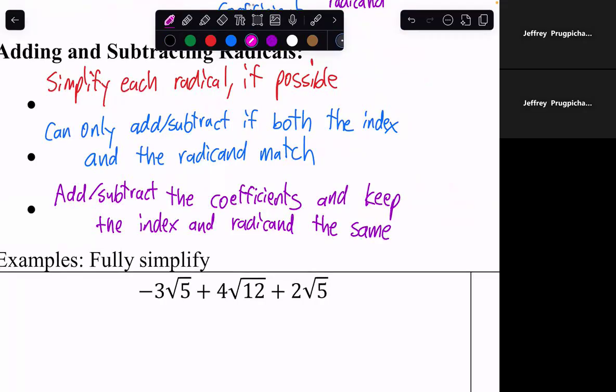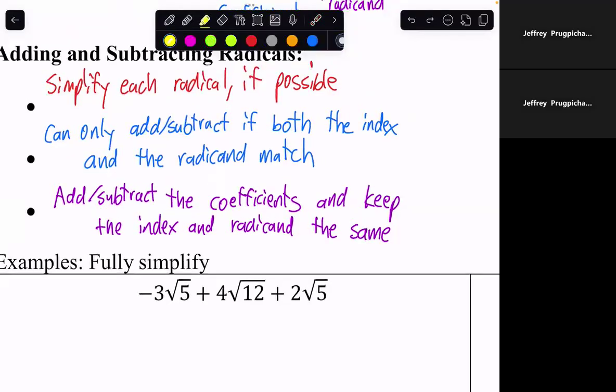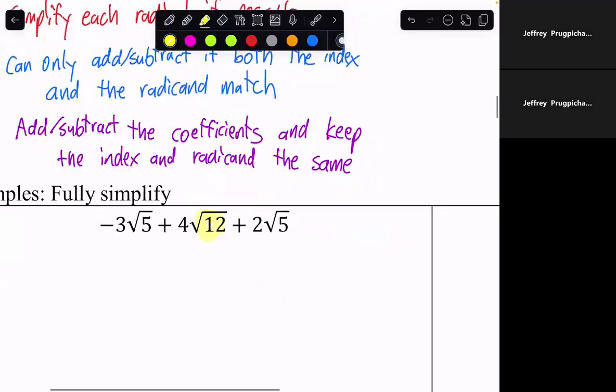All right, so this problem below, -3 square root 5 plus 4 square root 12 plus 2 square root 5. Let's go through the steps in order, simplify each radical if possible. Okay, so one at a time, look at the radicals. The square root of 5 cannot be further simplified. 5 is a prime number, it's just 1 times 5, nothing is squared. Now the middle term, radical 12, here we may be able to simplify it. Okay, so I'll do my factor tree for 12.